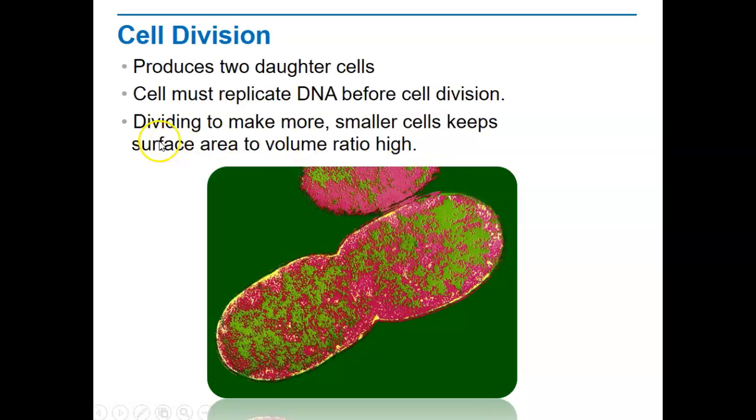Okay, and then dividing will make more smaller cells that keeps the surface area to volume ratio high. Okay, so that means that there's plenty of places where things can enter and exit and the cells stay healthy.